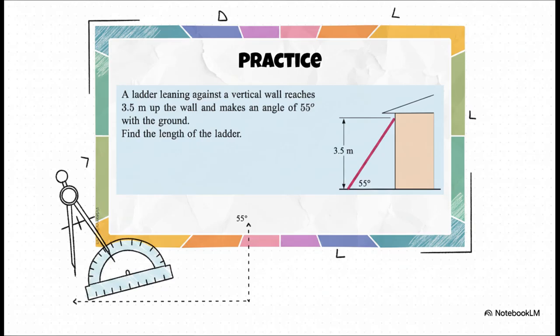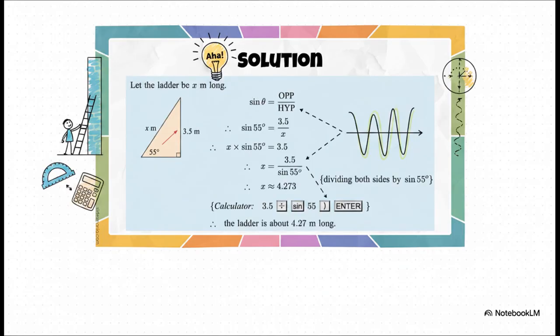Now, before I just give you the answer, I want you to play along. What's step 1? Based on that 55-degree angle, what do we call that 3.5-meter wall, and what do we call the ladder itself? Did you guess it? Here's the aha moment. Step 1, the wall is our opposite side, and the ladder is the hypotenuse.